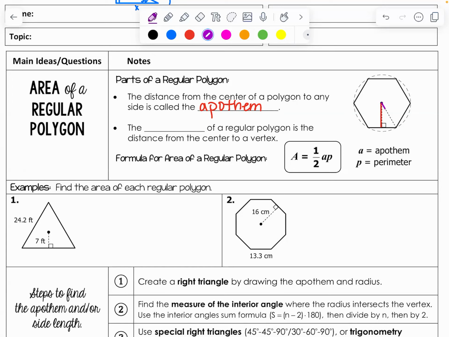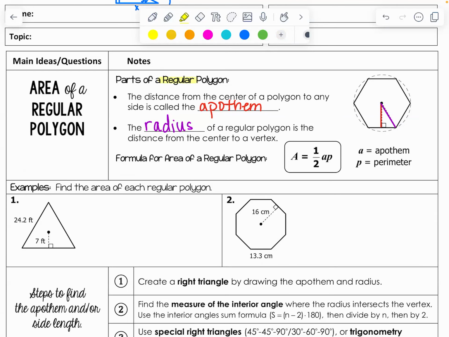Now, if we go from the center of our regular polygon to a vertex, we're going to call it the radius, kind of like we would in a circle, but it's not a circle. Now, these have to be regular polygons. What does it mean to be a regular polygon? All the sides are the same.